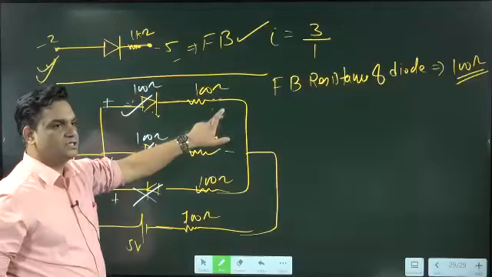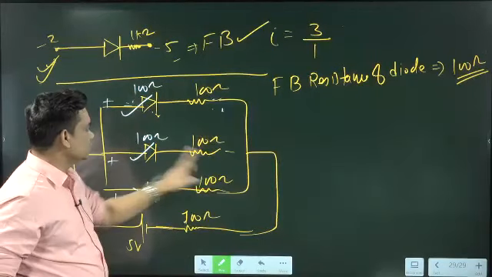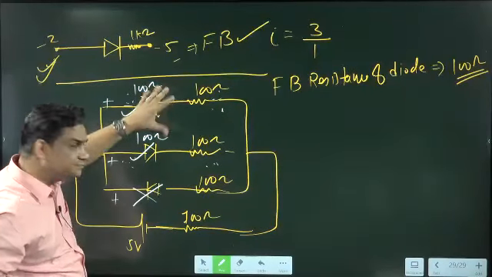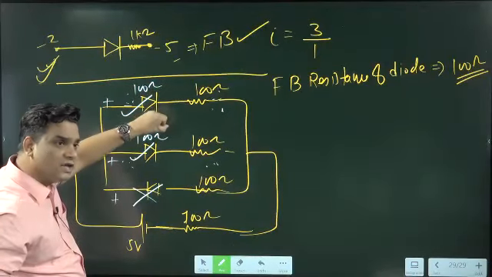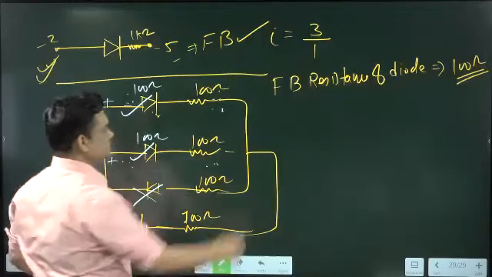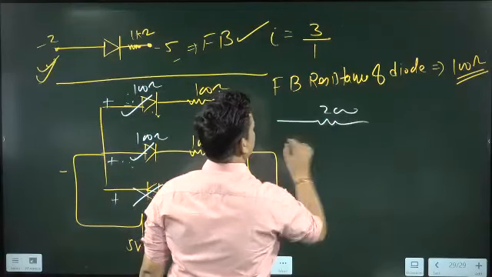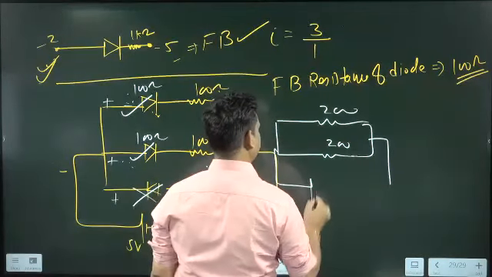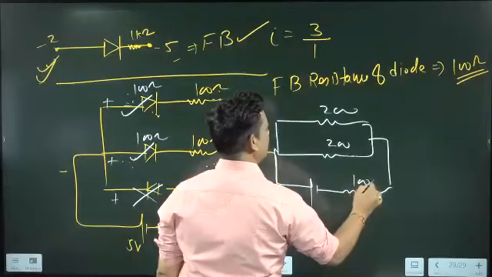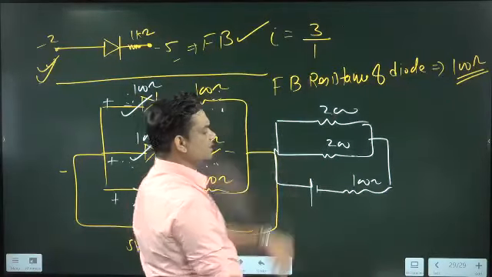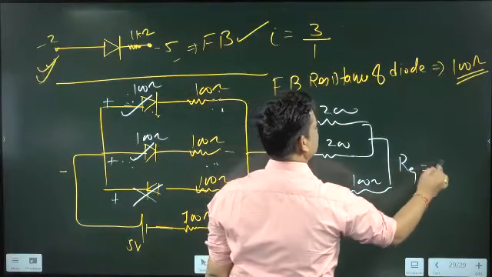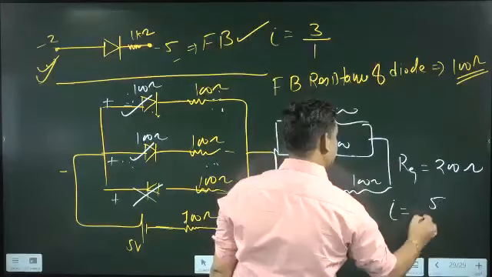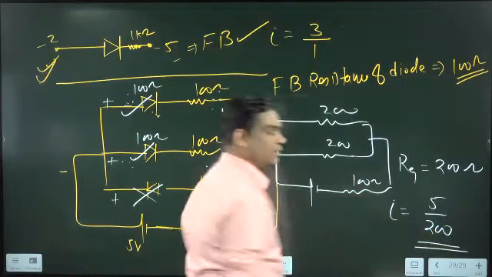100, so the answer is 200 in series. Here also 200 in series. So the upper side is 200, the lower side is also 200, and then here we have the battery, and this is 100. So 200 and 200 are in parallel with 100. R equivalent finally becomes 200 ohm, and the current will be 5/200. Yes, over.